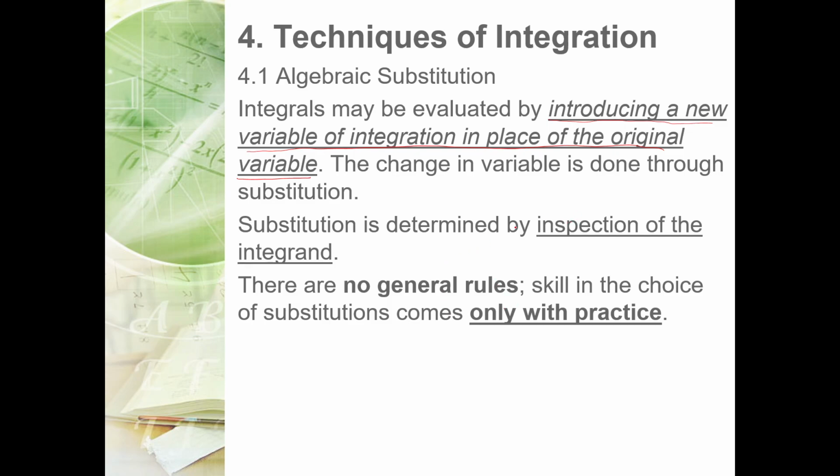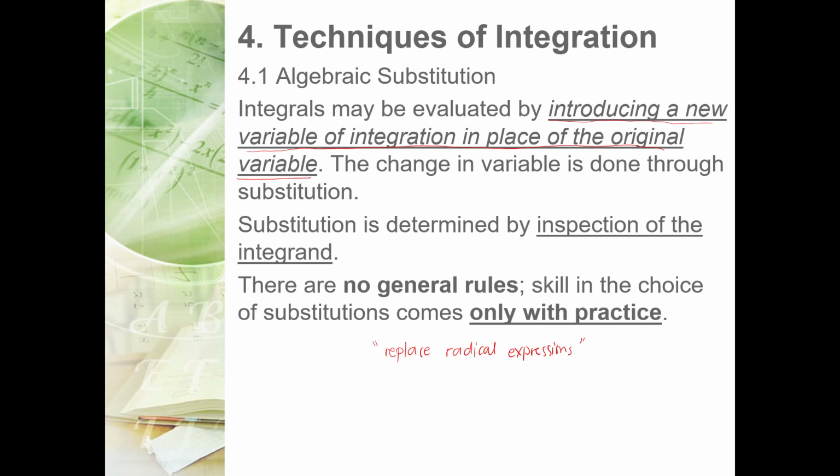Okay, so again, the substitution method has no techniques, no general rules. It only comes with practice. Of course, it comes with the inspection of the integrand, same as the U sub. And again, it's more of a trial and error method. But probably my only rule here in algebraic substitution is you replace the radical expression. What do you mean by radical expressions? Those having root functions, square root, cube root, and so on.